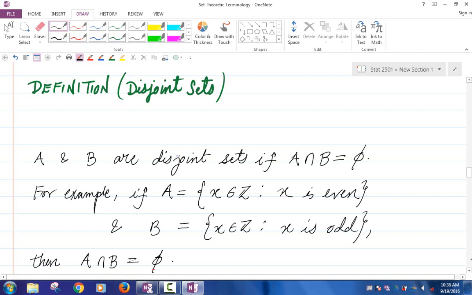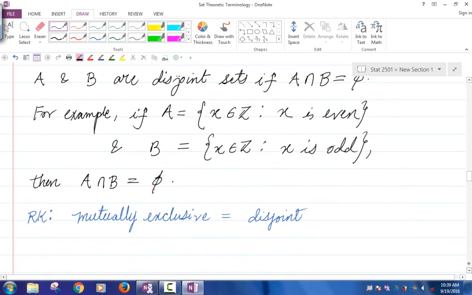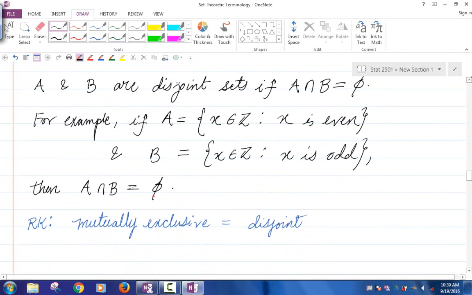Okay? As an example, if I take A to be the collection of all integers x such that x is even, and B to be the collection of all integers x such that x is odd. So in other words, A is the set of all even integers, B is the set of all odd integers, well then A intersect B is empty, right? An integer can't be both even and odd, right? So A intersect B is empty. Instead of using the word disjoint, a lot of the times we use the word mutually exclusive. So when we say A and B are mutually exclusive, we simply mean that they are disjoint.